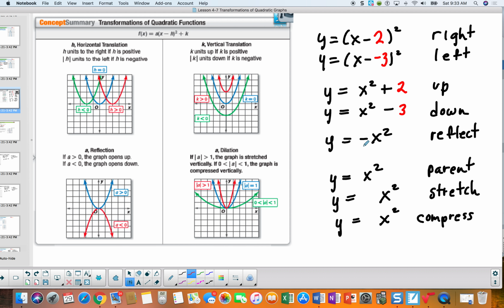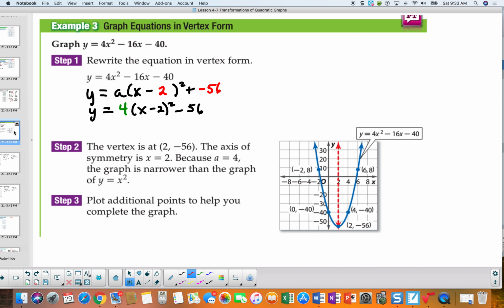A reflection has a negative sign in front of it. Remember our parent, this is our parent, x squared. Now to stretch the parent, you will multiply by a number bigger than 1, and if you want to compress it like over here, you'll have a number between 0 and 1. And so in summary, this is what it looks like. All right, so let's graph.